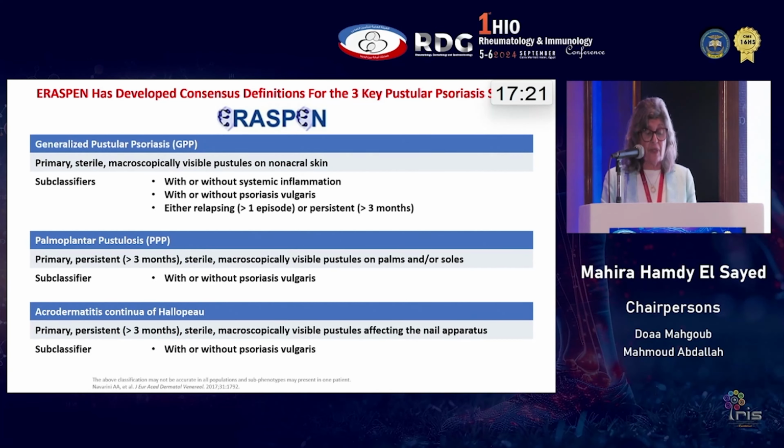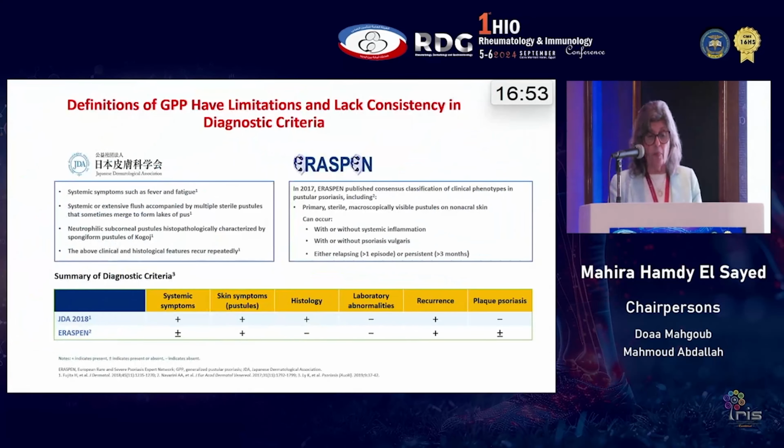Now, this is the classification of Eraspen, who said that generalized pustular psoriasis, primary sterile, macroscopically visible pustules with or without systemic manifestation, with or without psoriasis, either relapsing or persistent, relapsing meaning more than one episode, or persistent for more than 3 months. And they also gave description to the PPP, which is palmoplantar pustulosis, and the acrodermatitis continua of Hallopeau. Now, the Japanese also gave a description, but both descriptions, they were not universal.